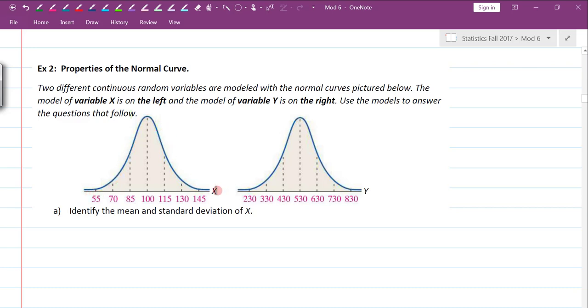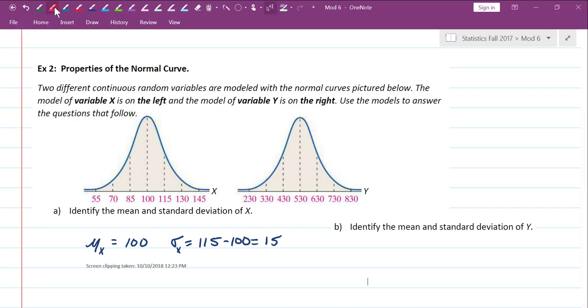So question A, identify the mean and standard deviation of x. So here's x, okay? We know that our mean is found in the very center, right? So we know that the mean of x is going to be equal to 100. And it says find the standard deviation. Well, this is 1 standard deviation away, 2 standard deviations away, 3 standard deviations away. So to find the standard deviation, all I need to say is what is 115 minus 100, and that is equal to 15. So the standard deviation of x is equal to 15.